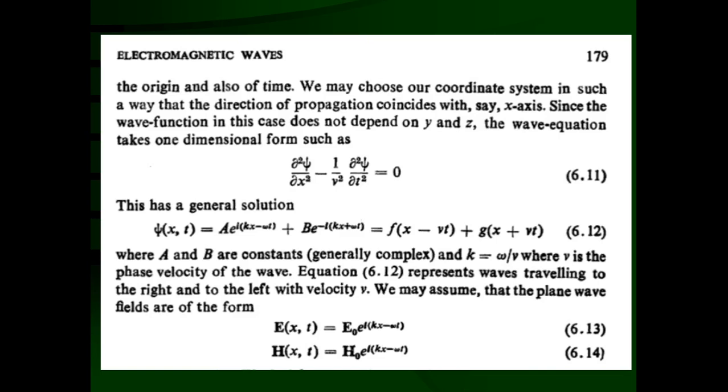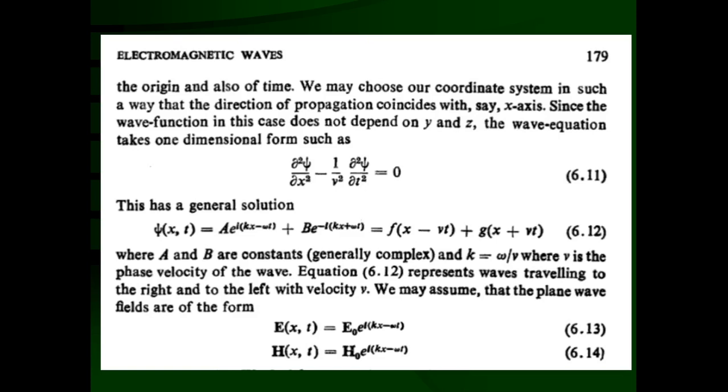We may choose our coordinate system in such a way that the direction of propagation coincides with, say, the x-axis. Since the wave function in this case does not depend upon y and z, the wave equation takes a one-dimensional form: ∂²ψ/∂x² − (1/v²) ∂²ψ/∂t² = 0.